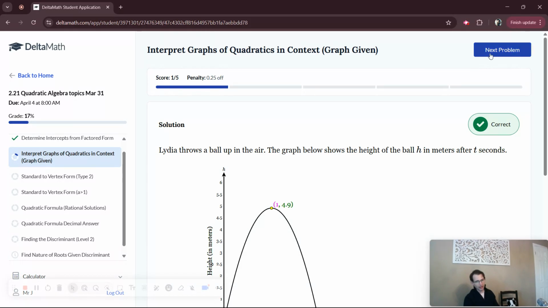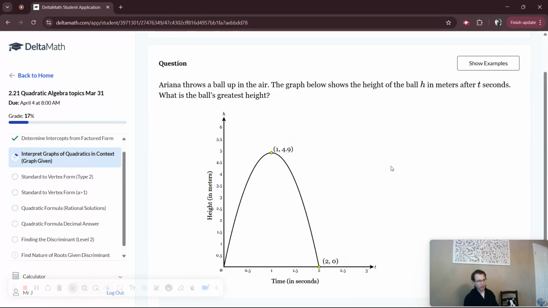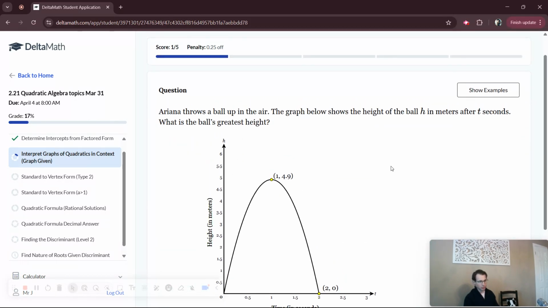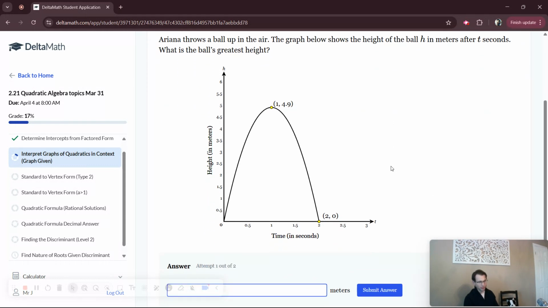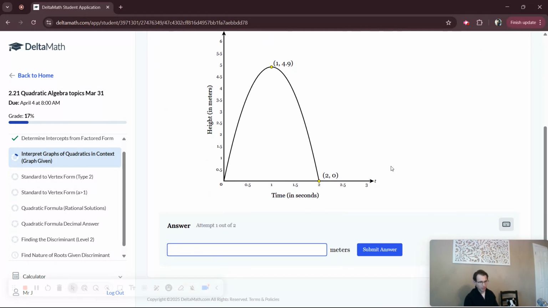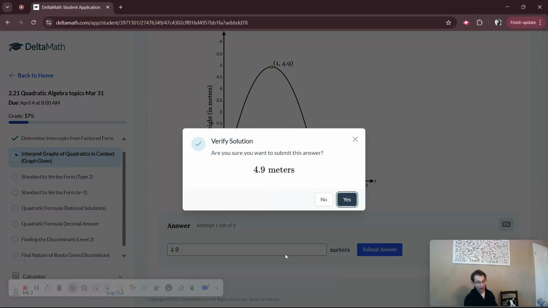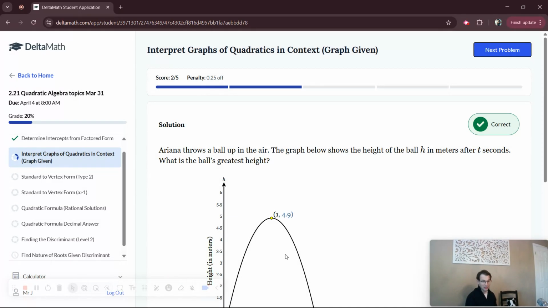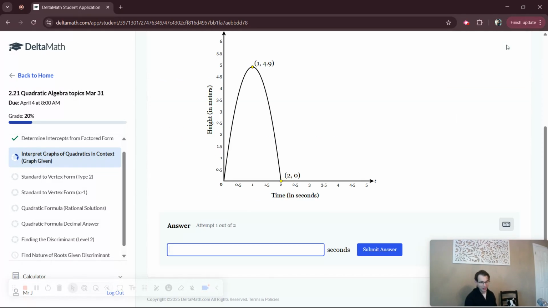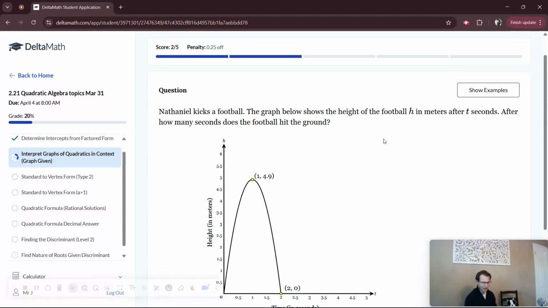Ooh, yeah, I got it. So we're interpreting. Ariana throws a ball up in the air. It shows the height, h in meters after t seconds. What is the ball's greatest height? 4.9 meters. Wow, same graph. Basically, not the same question. But they're on the same graph.